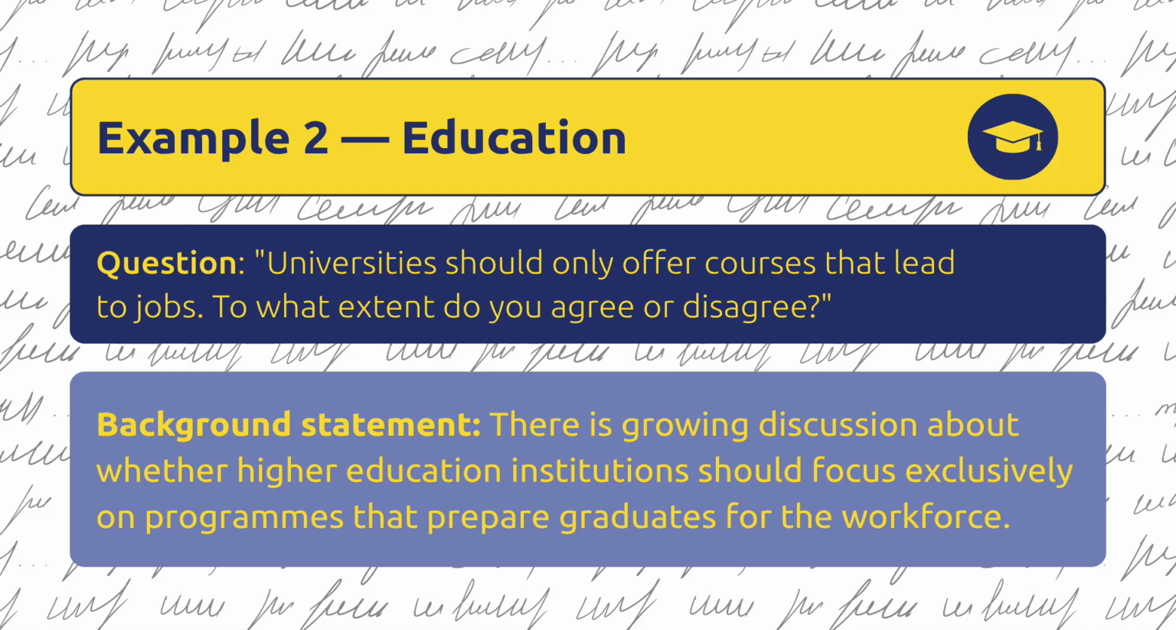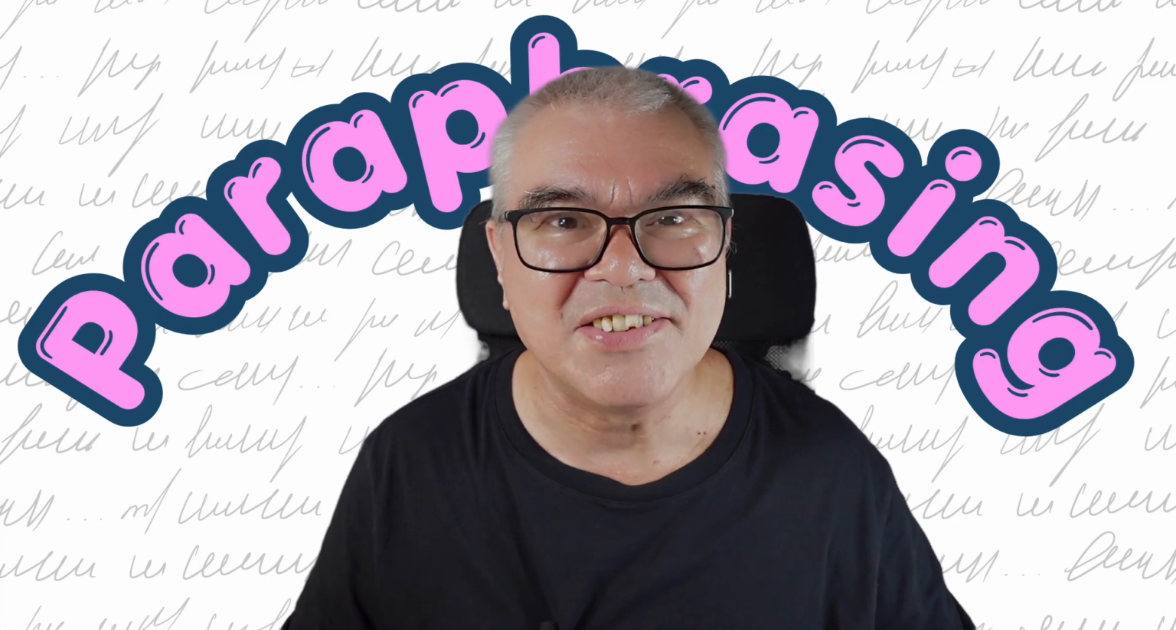There is a growing discussion about whether higher educational institutions should focus specifically on programs that prepare graduates for the workforce. Here, universities became higher educational institutions. Courses that lead to jobs became programs that prepare graduates for the workforce. And that is a nice paraphrase. Okay, one more example to go through.